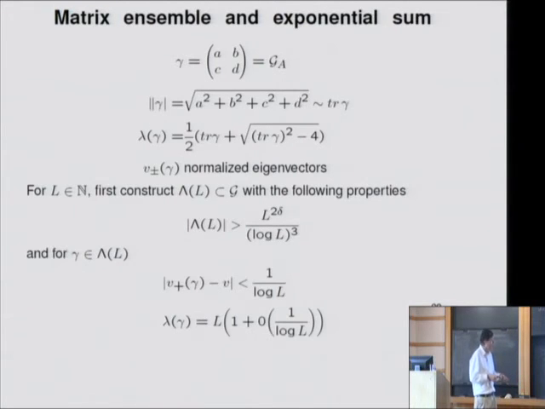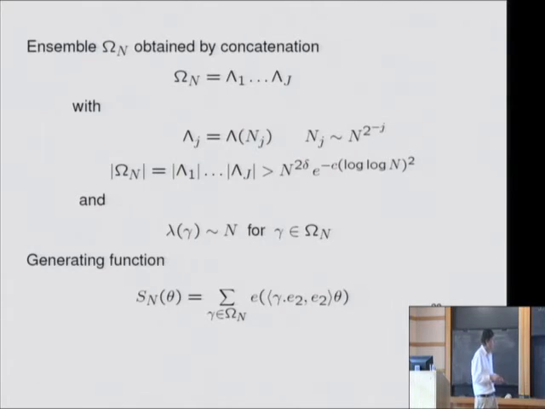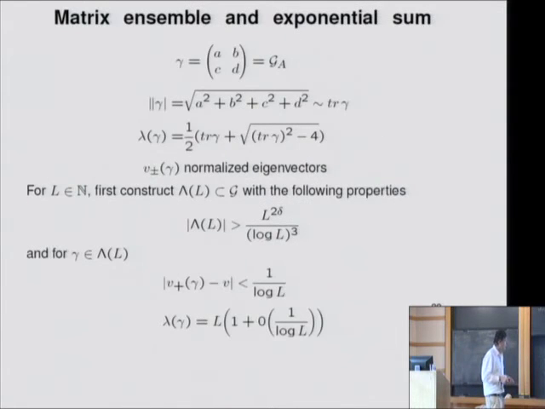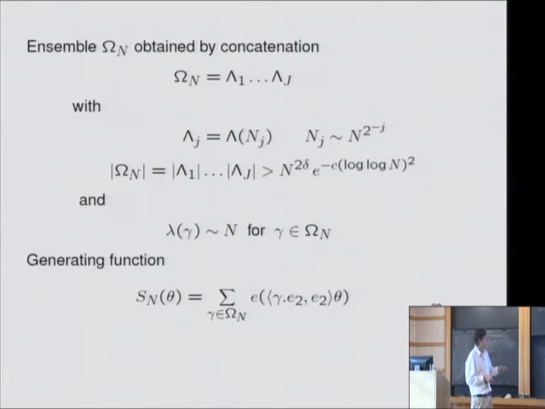I didn't want to put all the conditions on lambda L, because then it looks horrible, and at that stage you don't need it. The only thing I need, basically, is to have something which is very large, and also has the property that when you start multiplying, the norm of the product is the product of the norms.